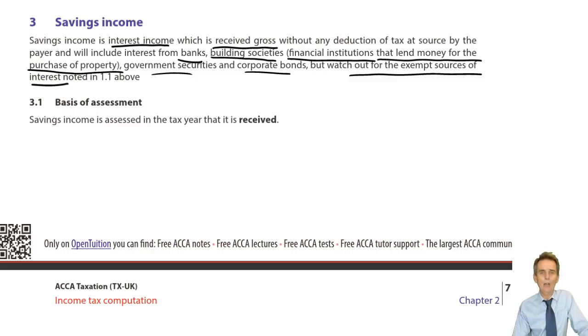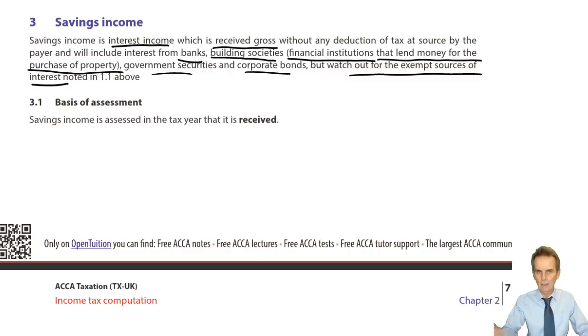Interest from NS&I, National Savings and Investment Certificates, is exempt, so we leave it off the computation. If you're dealing with a section C, a written question, and you have sources of exempt income, put a note on your answer to say why a particular source of income has been left out of the computation, stating that it is exempt.